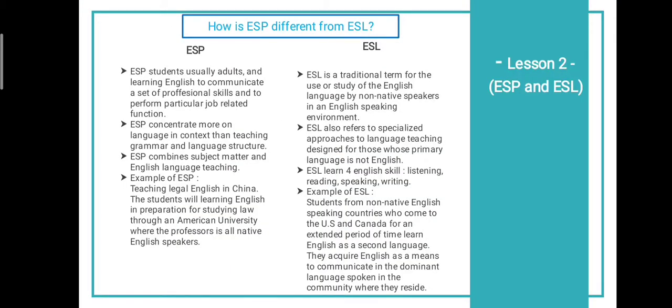Lesson 2 is ESP and ESL. How is ESP different from ESL? We have some points on the differences between ESP and ESL. ESP, first, ESP students are usually adults, learning English to communicate a set of professional skills and to perform particular job-related functions. ESP concentrates more on language and context than on teaching grammar and language structure.